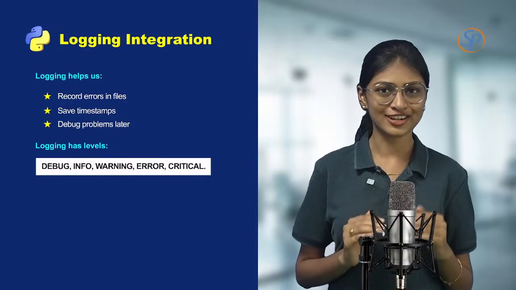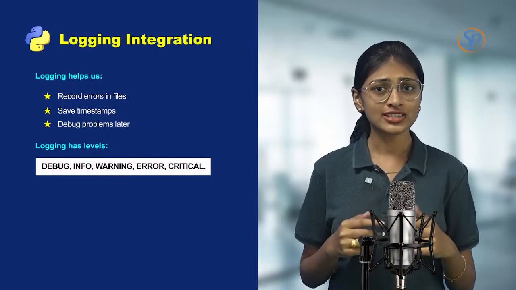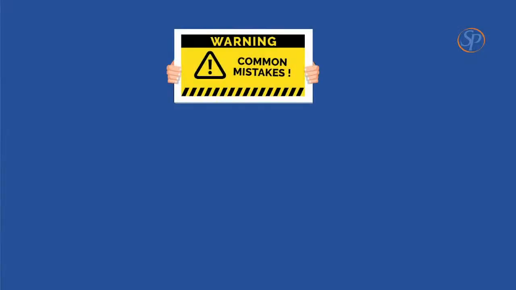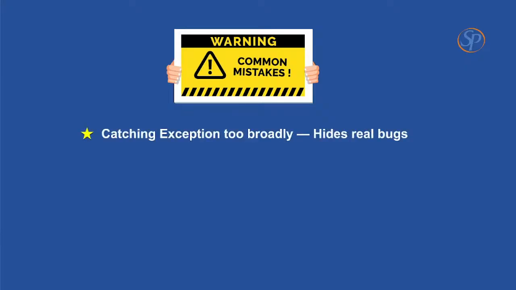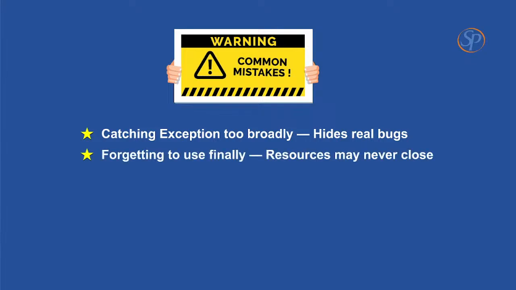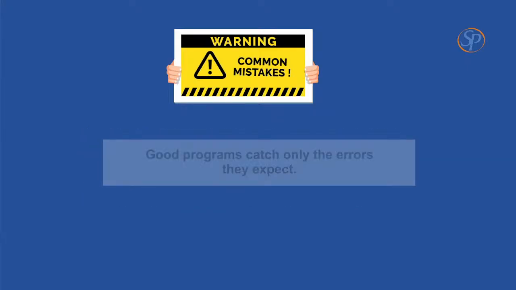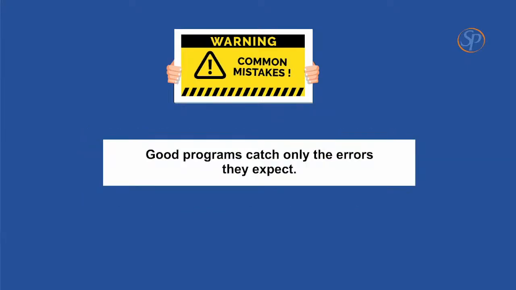Logging is very important in the real world because you can see what happened even after the program runs. Common errors. These are some common mistakes developers make with exceptions. Catching exceptions too broadly hides real bugs. Forgetting to use finally means resources may never close. Overusing custom exceptions makes code too complex. Logging only after the errors instead of logging regularly. Good programs catch only the errors they expect.